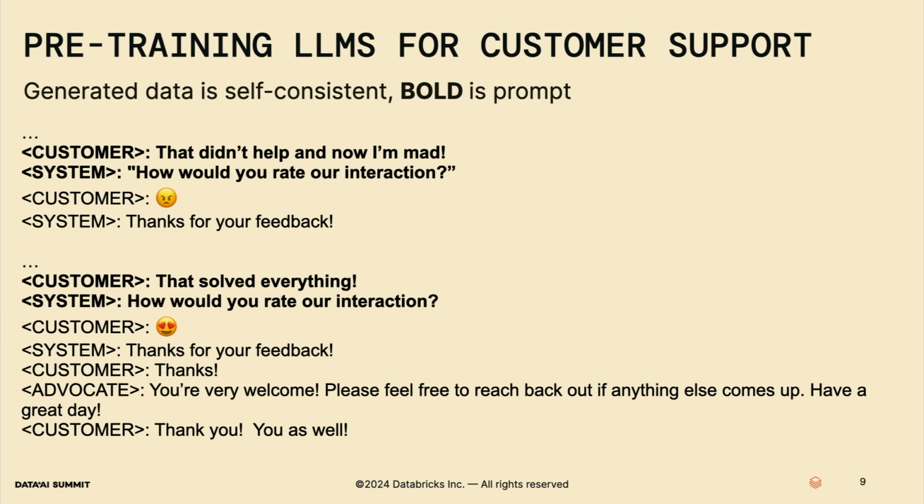But if you are a customer and you say you're frustrated and you're mad, and then ask for an interaction rating, the model will generate the low score. If you're a customer and say, oh, that solved everything, and then ask for the rating, you'll get the highest score. So they're very self-consistent, like you'd imagine.